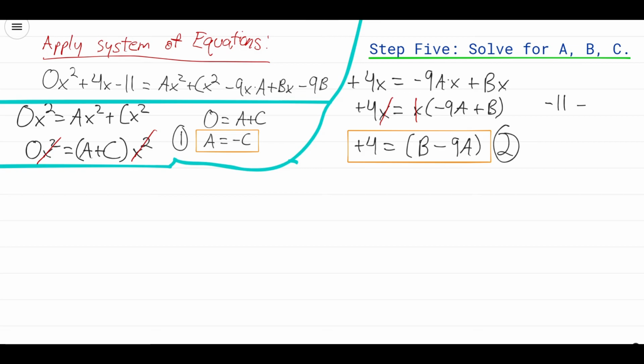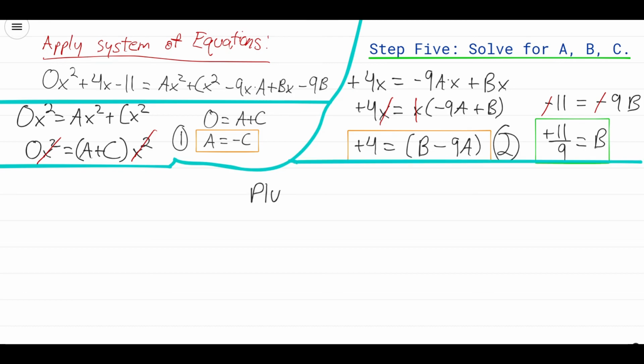Now I know that negative 11 is equal to any term that does not have an x on it, which is negative 9b. Since I have this set up, the negative signs will cancel each other out. So 11 over positive 9 is equal to b. So now we have b. Having b, we can substitute b back into a, and we can actually solve for a.